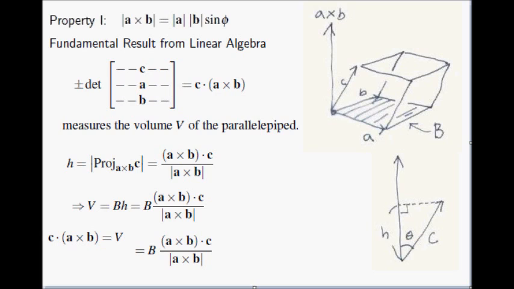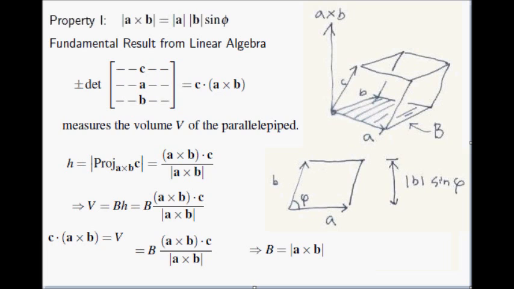Now it takes just a simple trigonometry to finish off the proof of the first property. The area of the parallelogram is base times height, as you can see in this new figure that appeared there, and the height is this length here, which is the magnitude of vector B times the value of the sine, where the angle is the angle between these two vectors. So this concludes the proof of the first property.